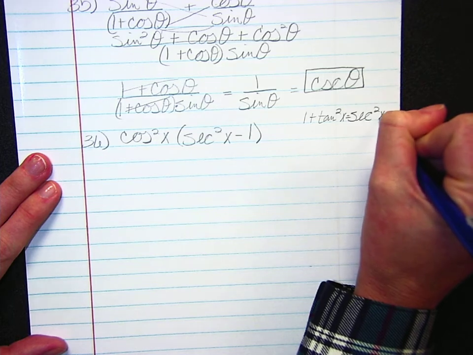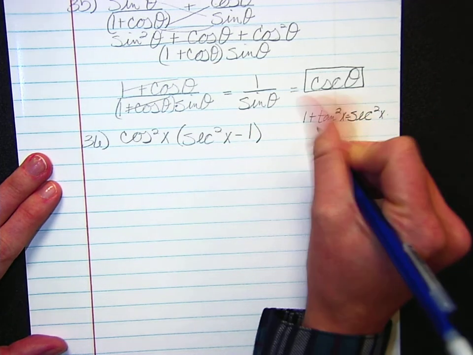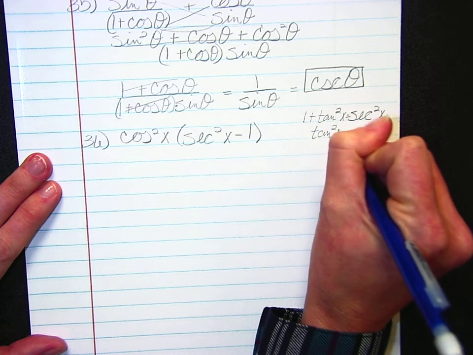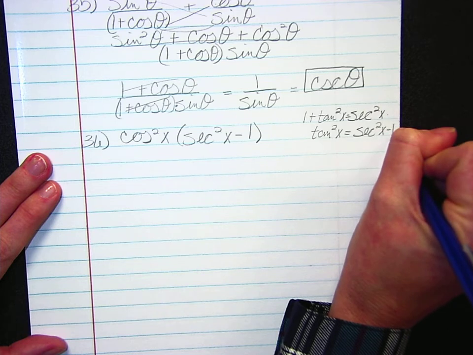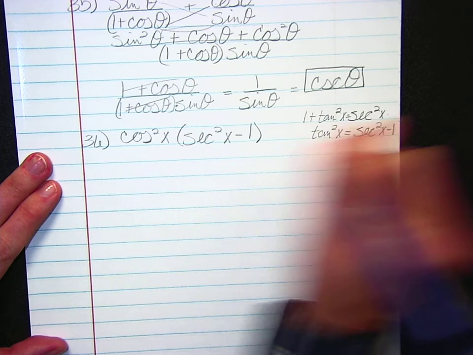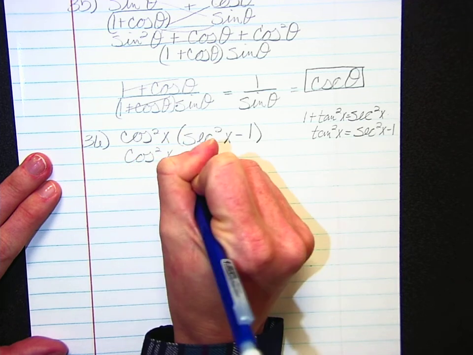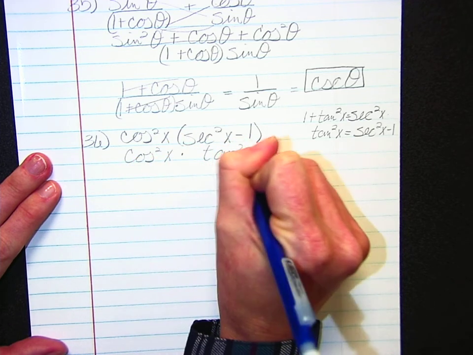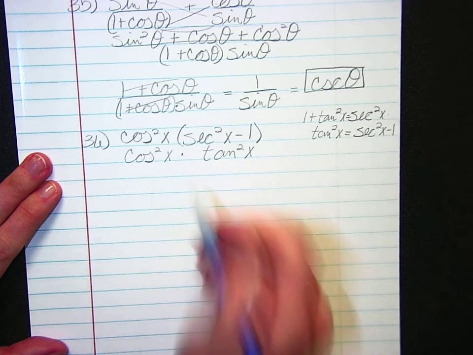And so if I want it to look like this, I'm going to subtract my 1 over to this side. So I know tangent squared is equal to secant squared minus 1. So I can take this secant squared minus 1 right here, and I can replace it with a tangent squared. All right, that's the only thing I really want to do with a Pythagorean identity.